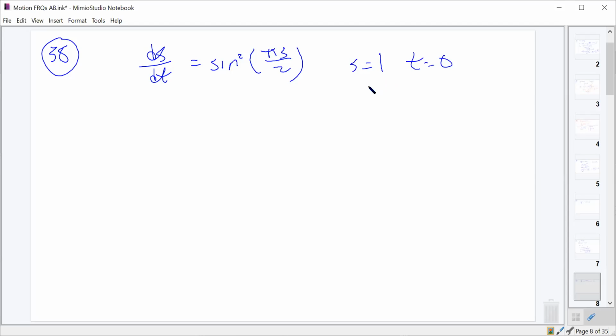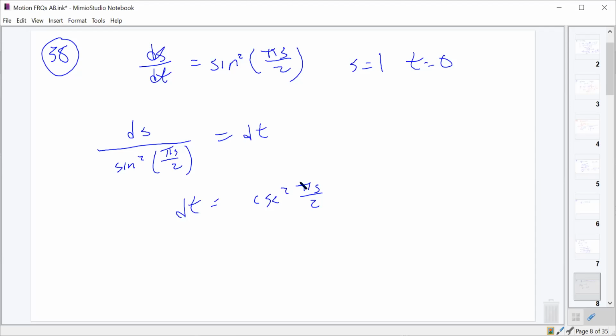So this is basically a separable differential equation here. So we could write this as ds over sine squared of pi s over 2 equals dt. And we could then write that as dt is equal to cosecant squared of pi s over 2 ds. And then we're going to integrate both of these.